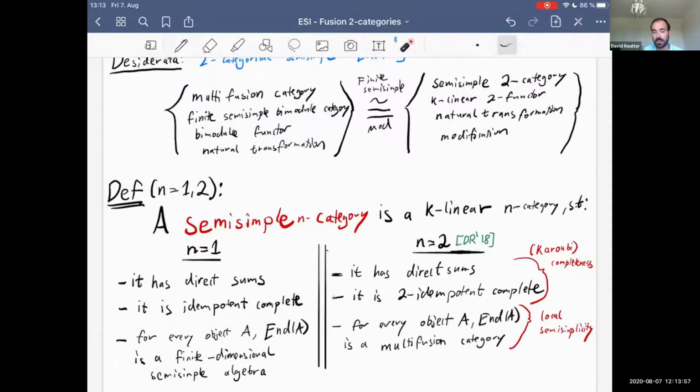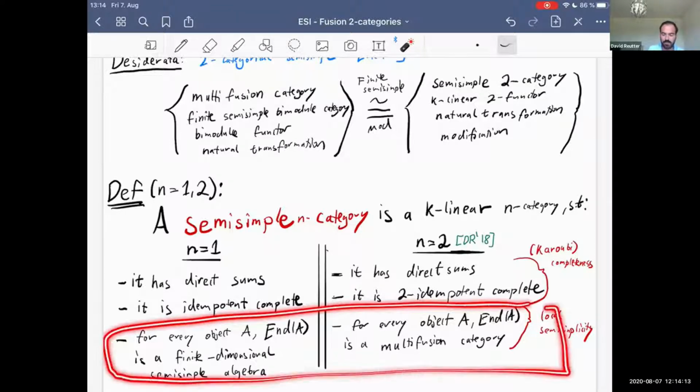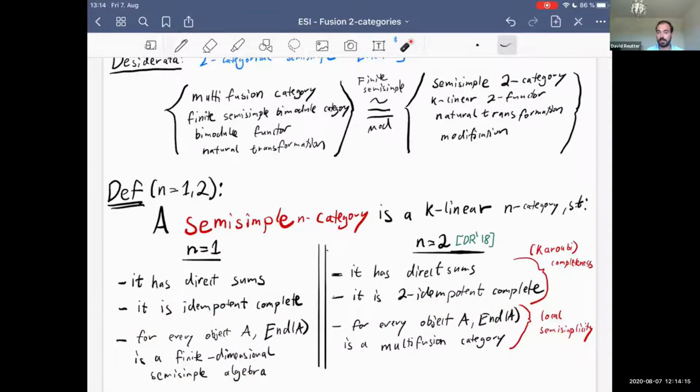And so then to categorify, well, we're basically asking it to have direct sums, to be 2-idempotent complete, whatever that's going to mean, and such that for every object A, the endomorphisms of that object form a multifusion category. So this last condition, you can think of as really encoding semisimplicity. This is what tells you that the thing is semisimple. It is semisimple on Hom categories, whereas this is saying it is semisimple on Hom vector spaces.